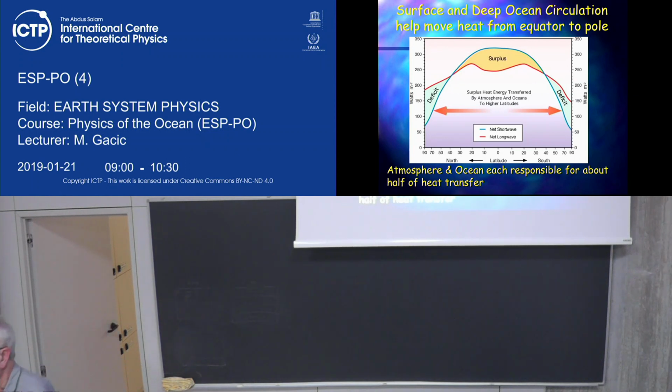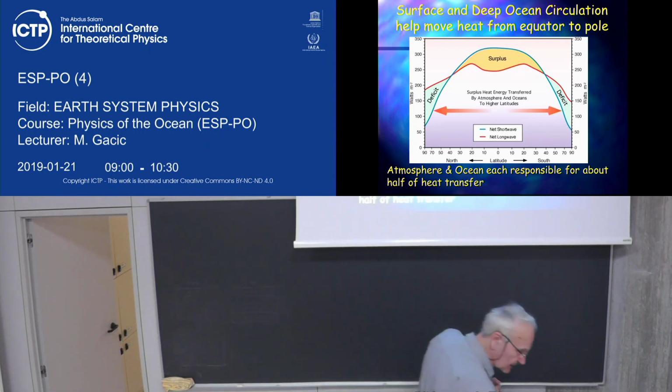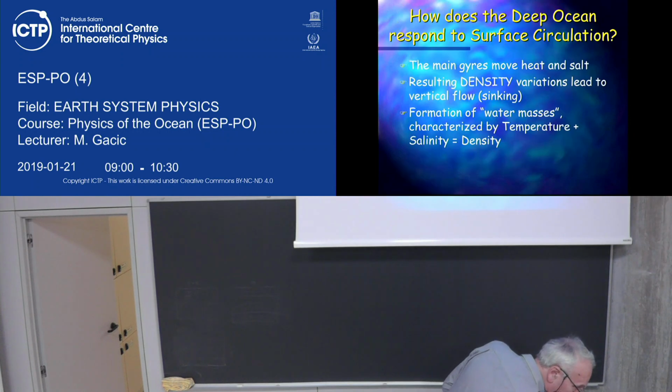We are talking about the residual, the mean circulation, not about events like this. For example, now Bora is taking place for 2-3 days and then it stops. We are talking about the long-term average, which is responsible for this redistribution of heat between the polar and the equatorial areas.